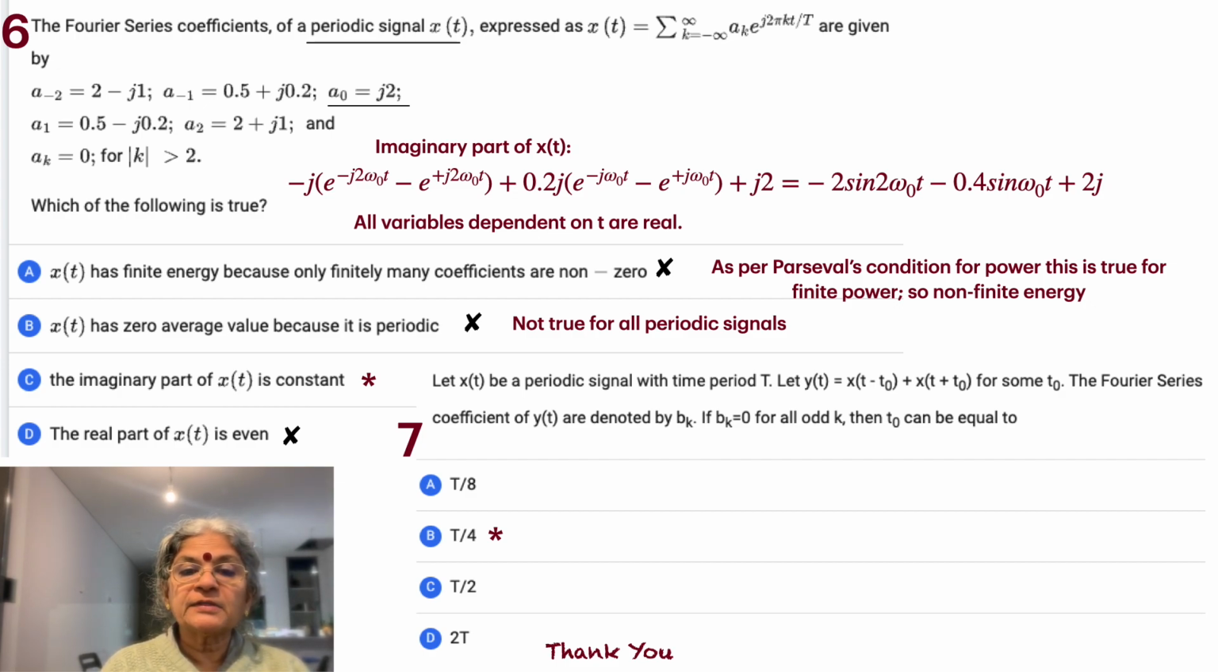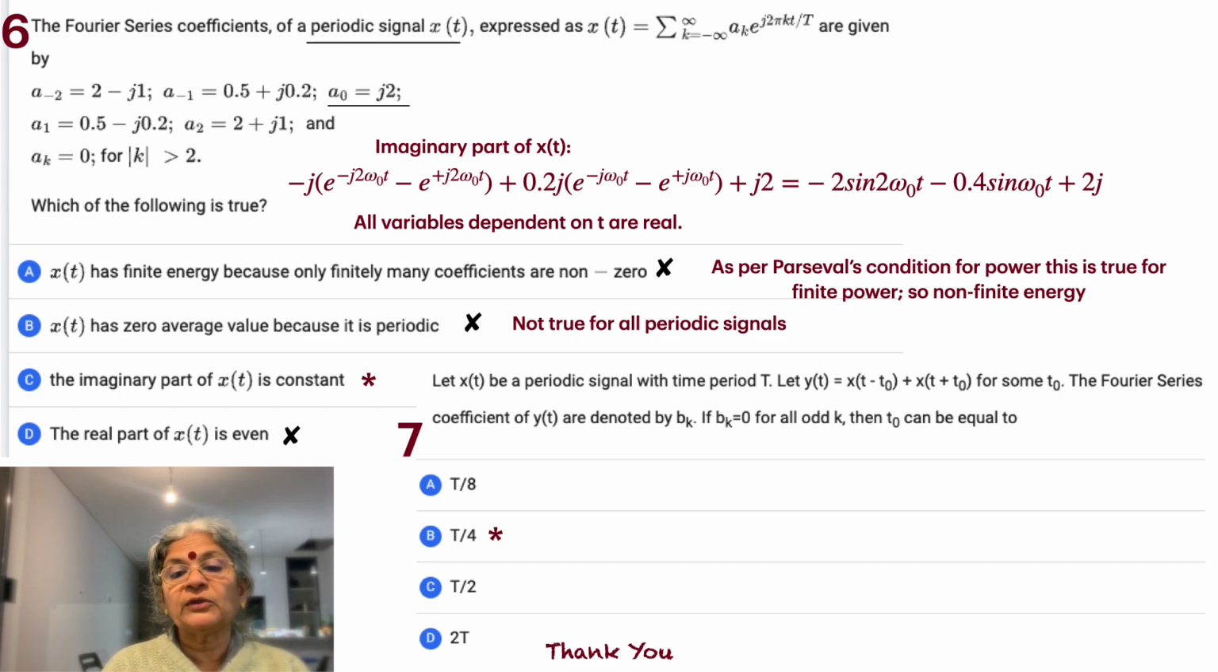Let xt be a periodic signal with period t. Let yt is equal to xt minus t0 plus xt plus t0 for some t0. The Fourier series coefficients of yt are denoted by bk. If bk equals 0 for all odd k, then t0 can be equal to.